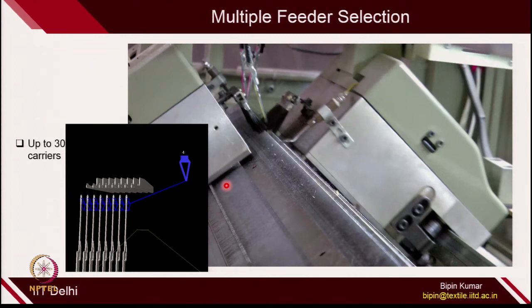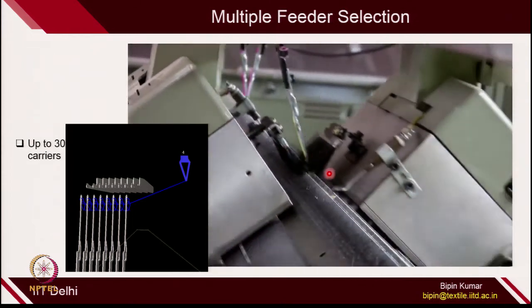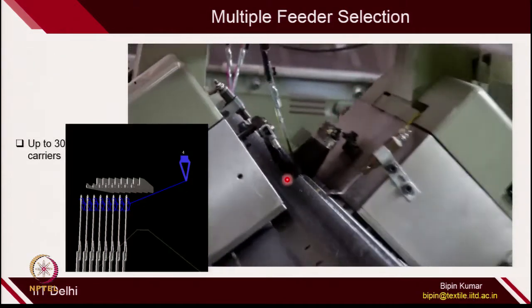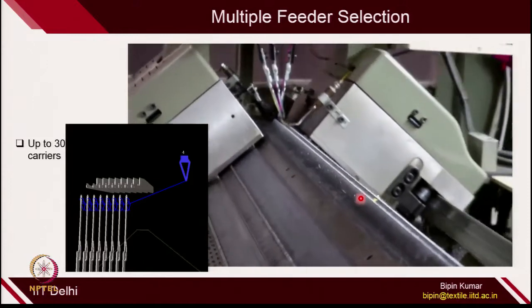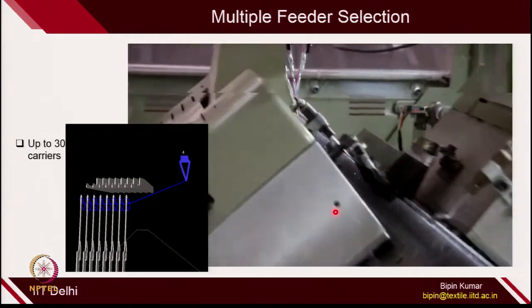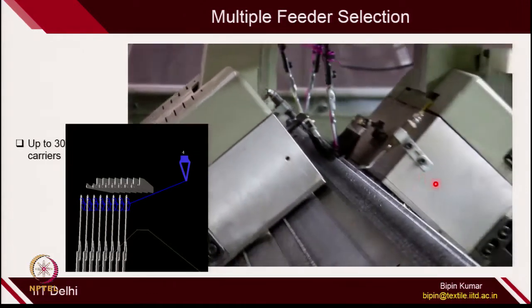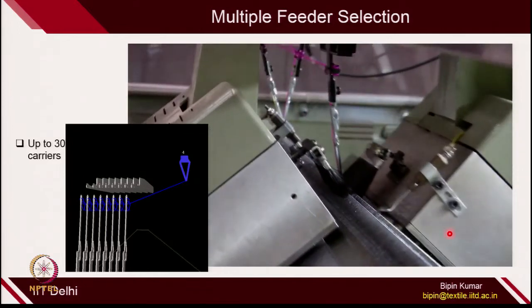You can have up to 30 carriers standing either on the left side or right side of the machine, and the carriage can pick any of the carriers depending on the requirement of the fabric. Here in a simple video, you can see it is catching the yellow yarn, and the course is being formed with the yellow yarn. Now it is carrying the purple yarn. So you can see any carrier can be chosen by the cam jacket, and you can play with the design.